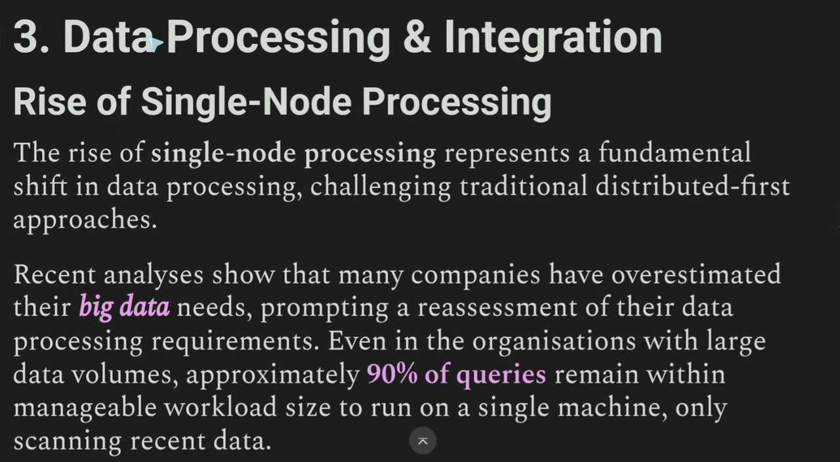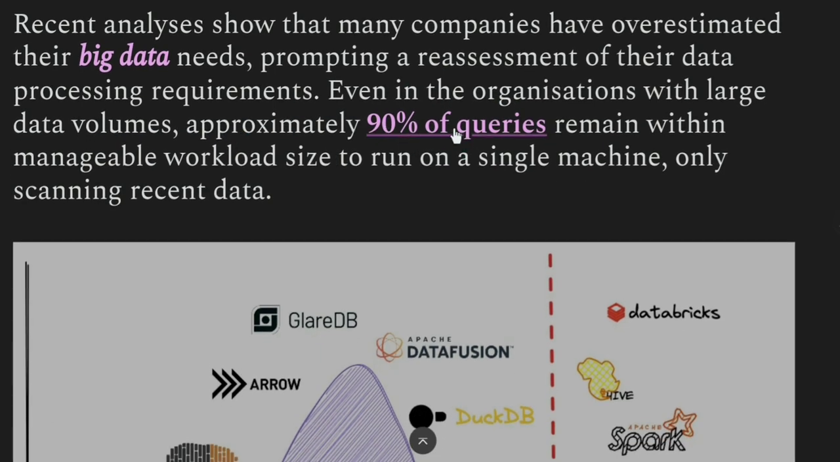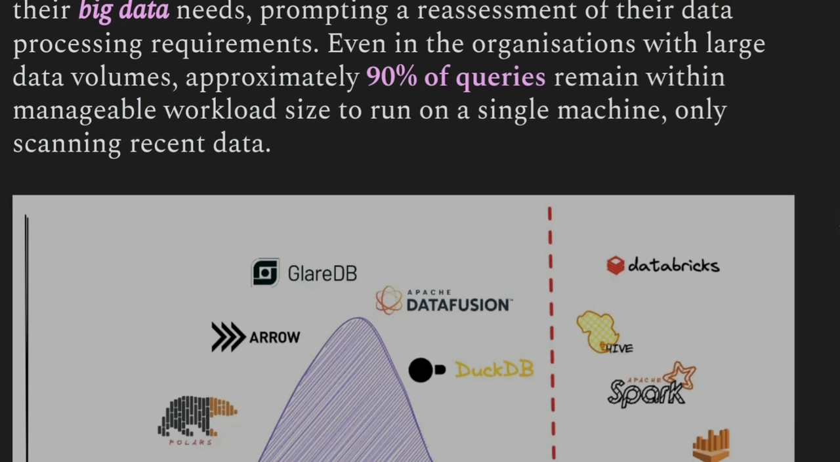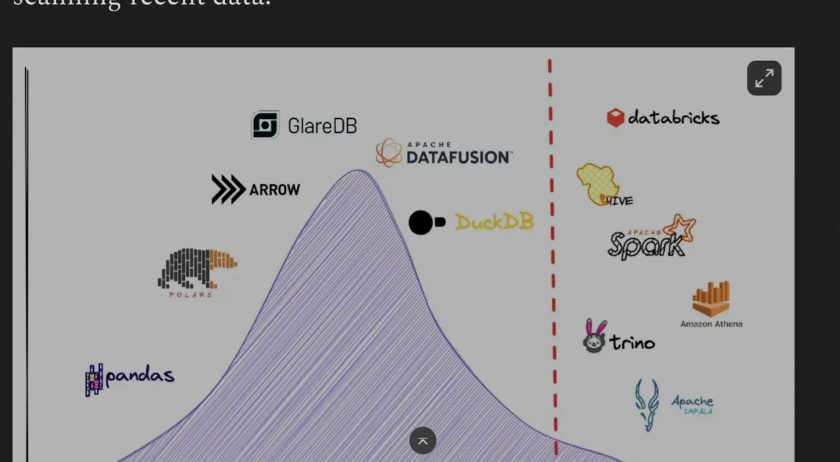3. Data processing and integration. Rise of single-node processing. The rise of single-node processing represents a fundamental shift in data processing, challenging traditional distributed-first approaches. Recent analyses show that many companies have overestimated their big data needs, prompting a reassessment of their data processing requirements, even in organizations with large data volumes. Approximately 90% of queries remain within a manageable workload size to run on a single machine, only scanning recent data.